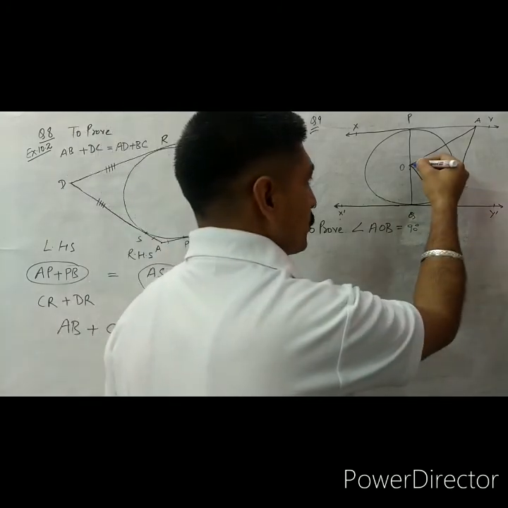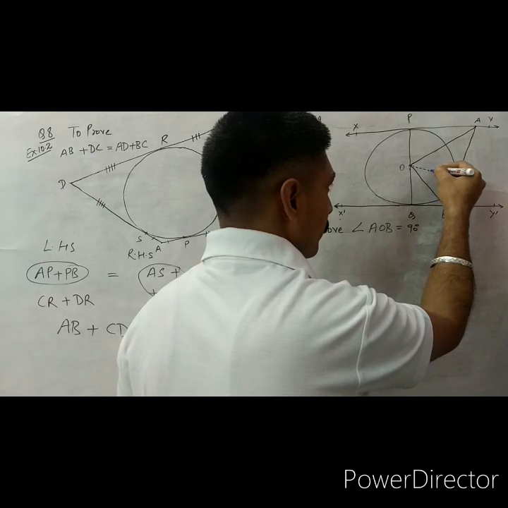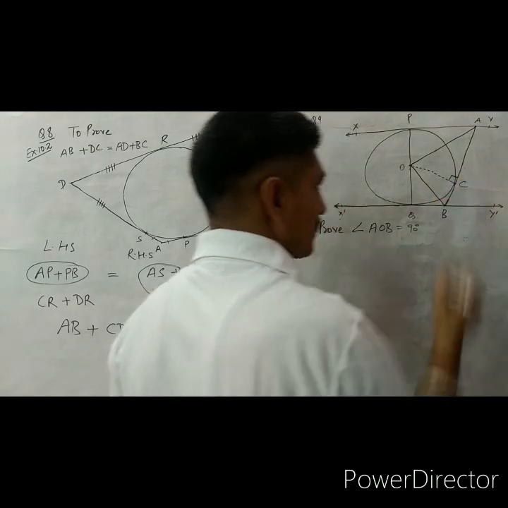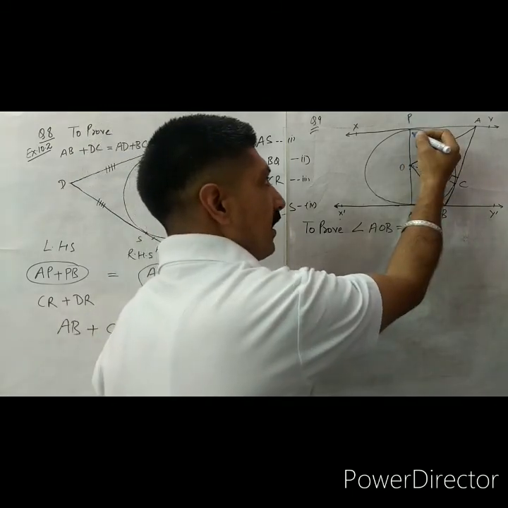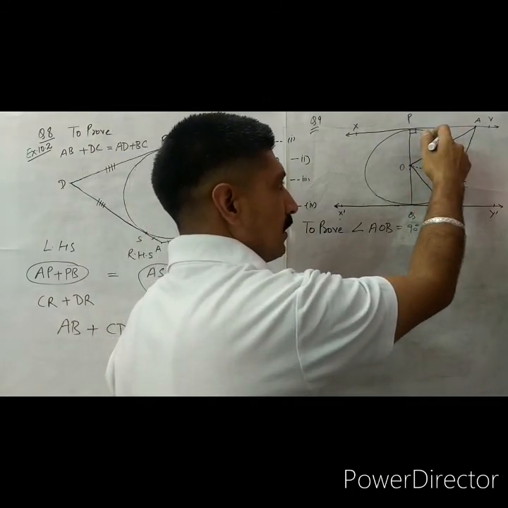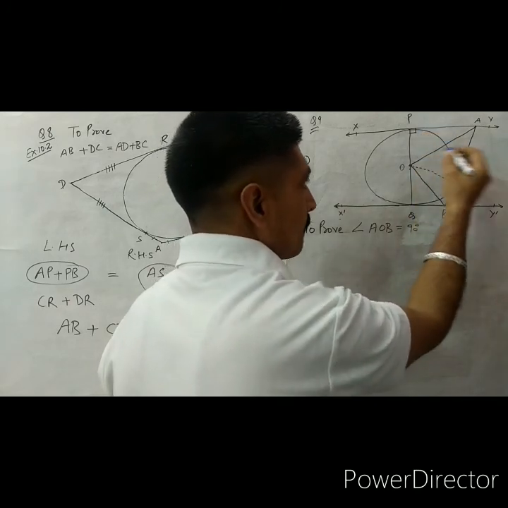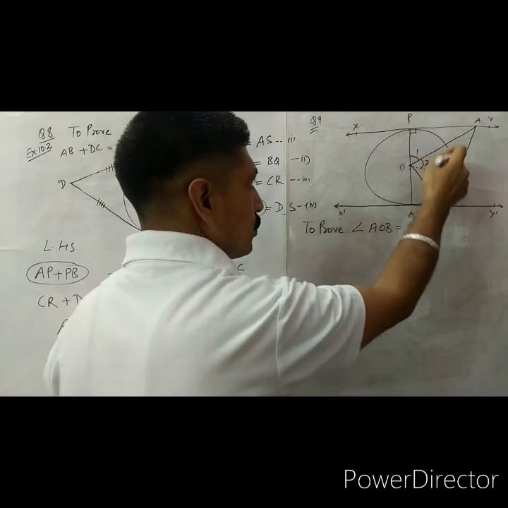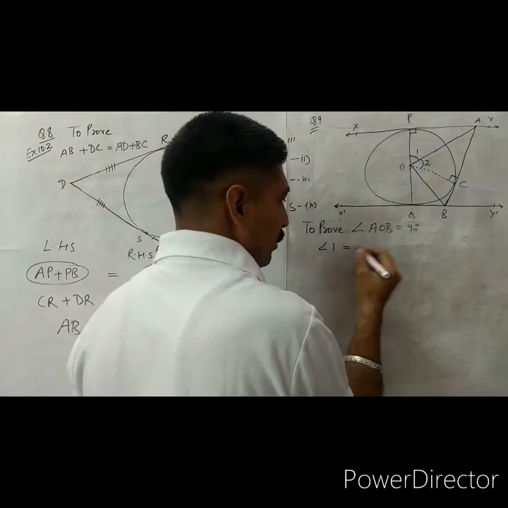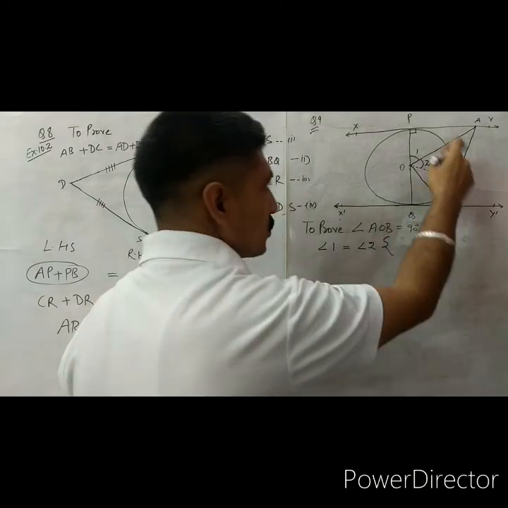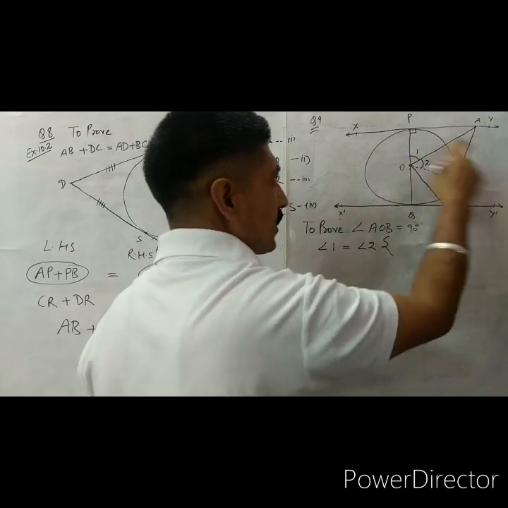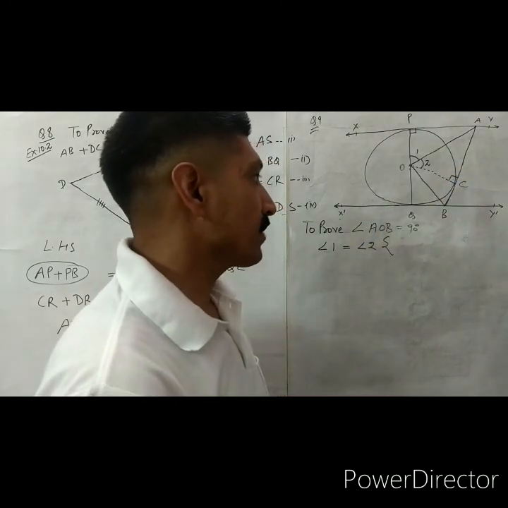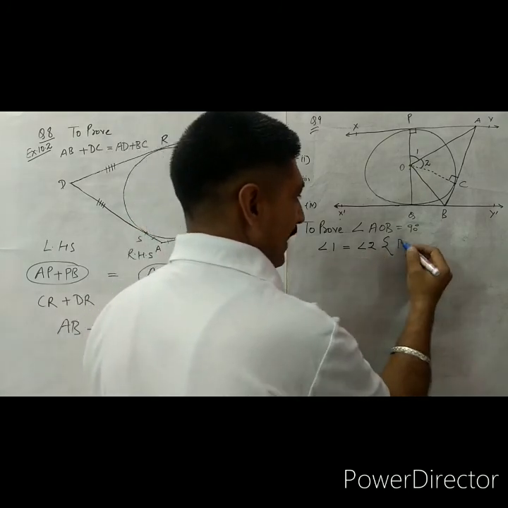So here we will join O with C, and we know that this angle is 90 degrees because C is now a point of contact. P is already a point of contact. So in these two triangles, this is angle 1 and this is angle 2. From these two triangles, we can say angle 1 is equal to angle 2, because these two triangles, APO and ACO, are congruent, and by CPCT angle 1 is equal to angle 2.